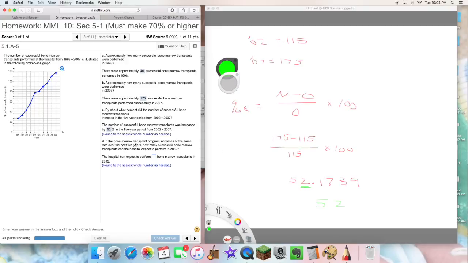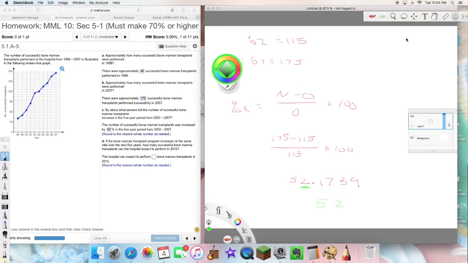Okay, now let's look at this next problem. If the bone marrow transplant program increases at the same rate over the next 5 years, how many successful bone marrow transplants can the hospital expect to perform in 2012? All right, so I'm going to clear out some space over here, but I am going to write a number down so we don't forget it.